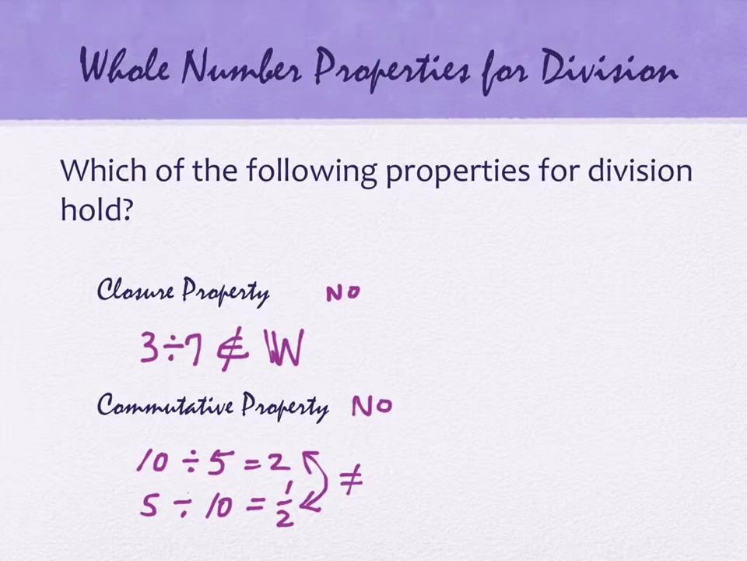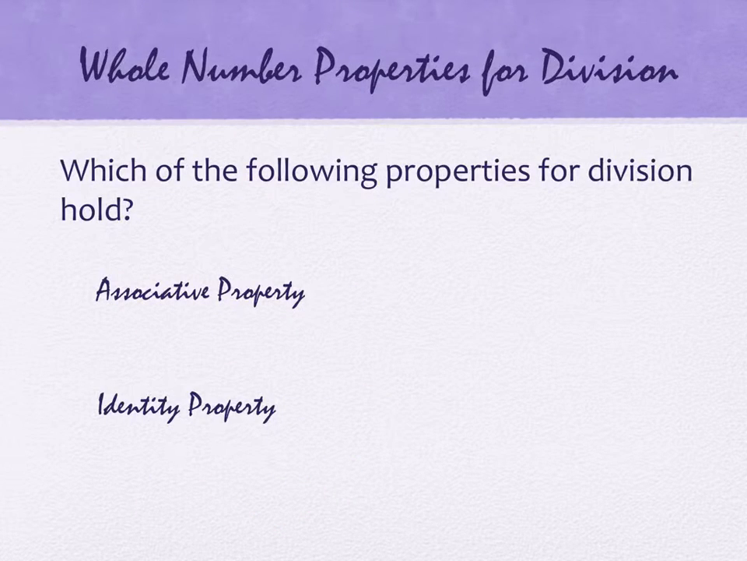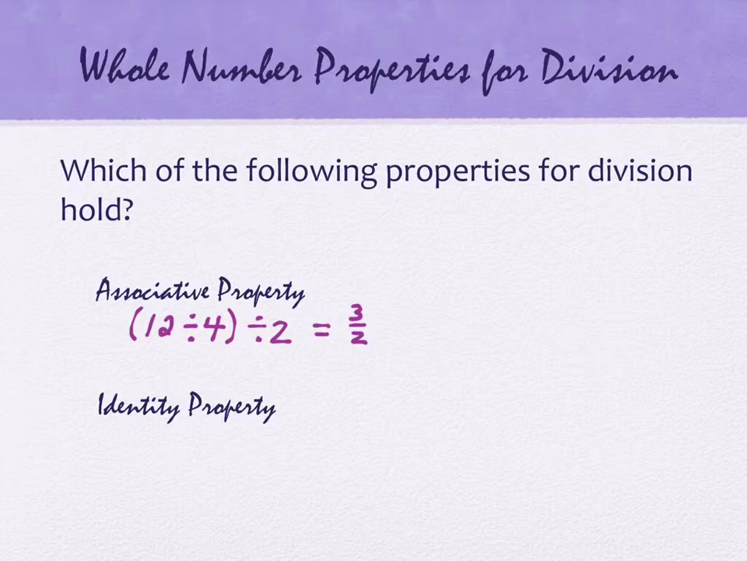Okay, associative's a little bit harder to discredit just off the cuff than those two were. So let's create an example and try to figure out if this works. As we create it, we're going to try to get the numbers to be whole numbers to make sure that at least it doesn't fail on that count at first. So let me try. Let's do 12 divided by 4, and then we'll do divided by 2. So if I did 12 divided by 4, what do I get? 3. 3 divided by 2 would be 3/2, not a whole number.